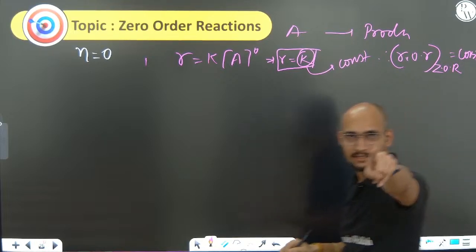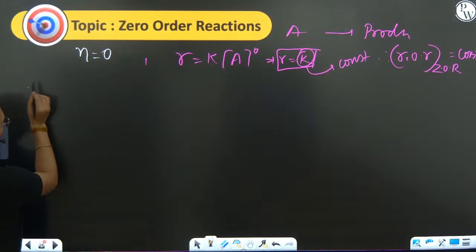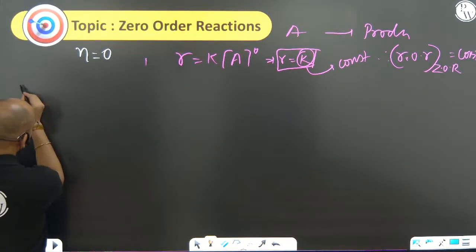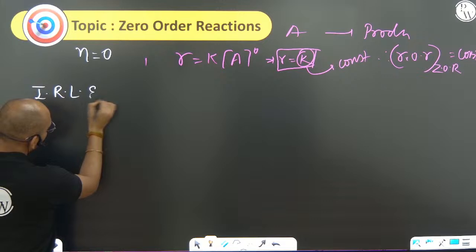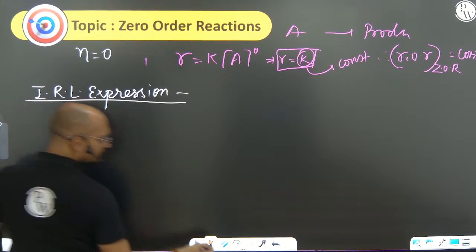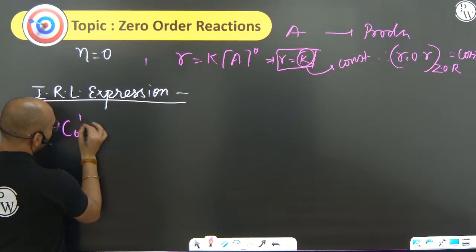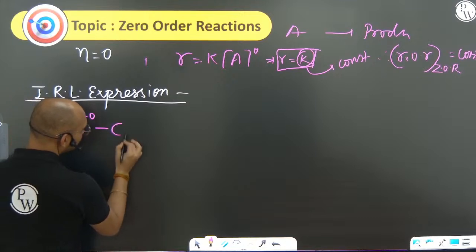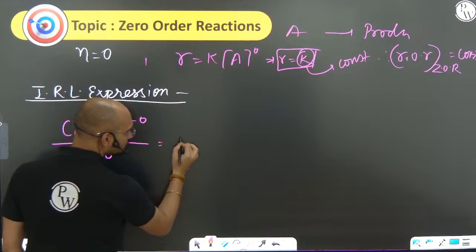A very important point comes out from here. We are going to write it down later on. Now, for zero order reaction, the second thing is, what will be the integrated rate law expression? Just use the generalized form: C naught to the power 1 minus 0 minus Ct to the power 1 minus 0, divided by 1 minus 0, equals Kt.